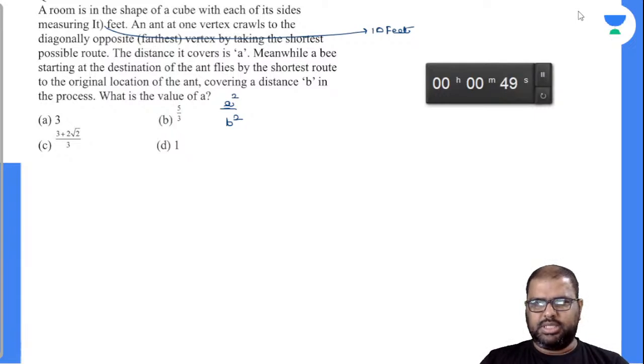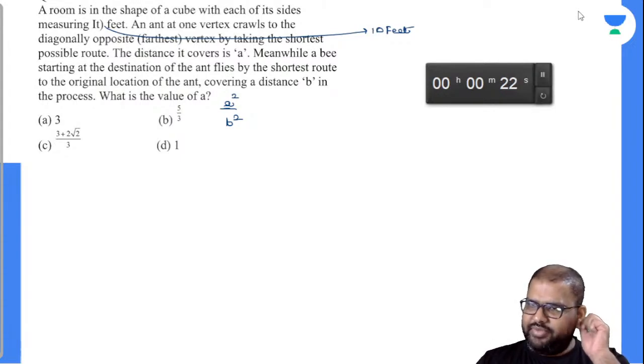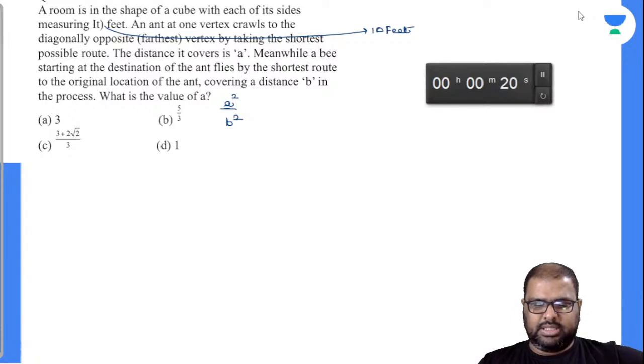A room is in the shape of a cube with each of its sides measuring 10 feet. An ant at one vertex crawls to the diagonally opposite farthest vertex by taking the shortest possible route. The shortest possible route will always be through the hypotenuse only. The distance it covers is A. Meanwhile, a bee starting at the destination of the ant flies by the shortest route to the original location of the ant, covering a distance B. In the process, what is the value of A square by B square is the question asked here.